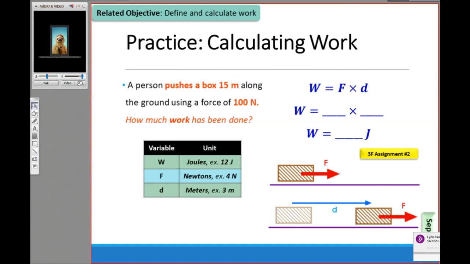So a person pushes a box 15 meters along the ground using a force of 100 newtons. How much work has been done? So let's first of all annotate this problem here. When we annotate this problem, we're going to look at first off 15 meters. What is 15 meters going to tell me? Is it force? Is it displacement? Is it work? Mass isn't one of our options. For some instances we are calling it distance, but what is that other word that we are using? Okay, yes, it's meters.